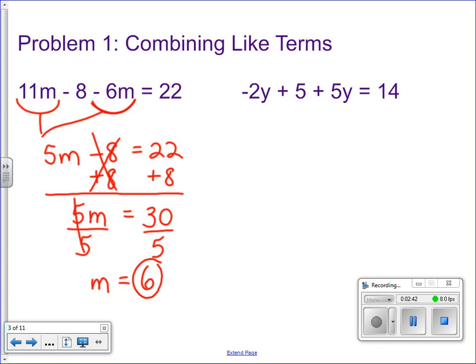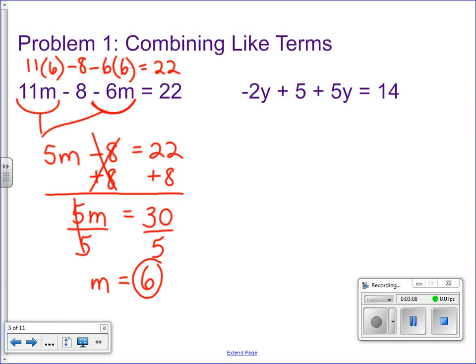Now, this is a great problem to use a calculator to check on. So, using your calculator to check it, you would take 11 times 6, which is what we got for m, minus 8, subtract 6 times 6, and make sure that you get 22.